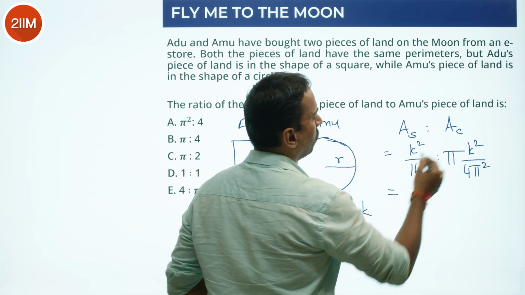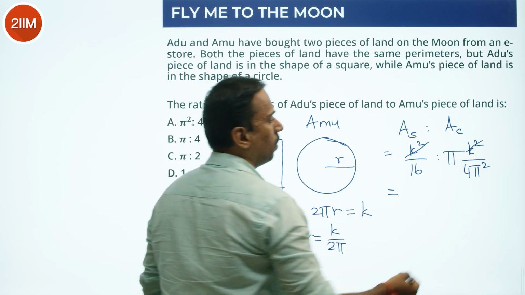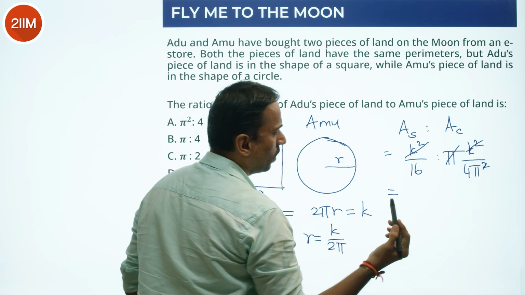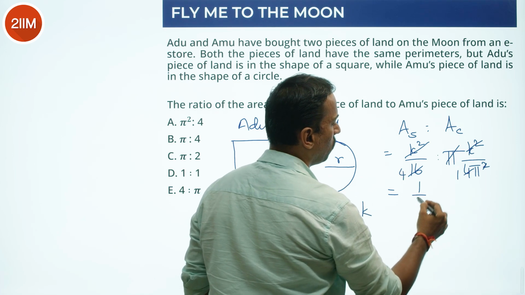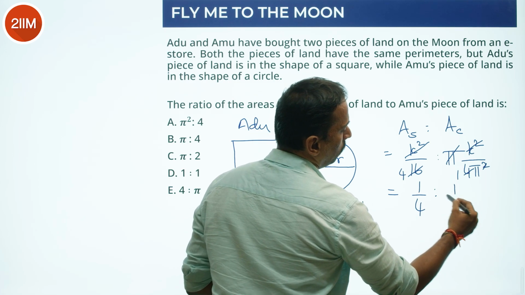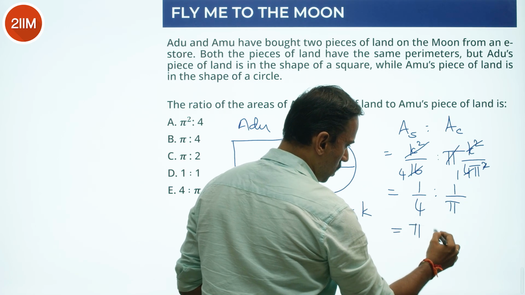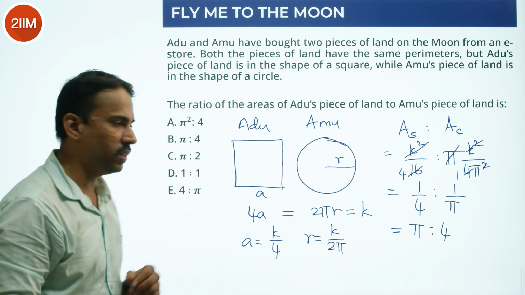So how can this be simplified? k square, we can cut this, we can cut 1 pi, and we can also cut the denominator numbers. This is 4 ones are 4, this is 4 fours are 16, so we are left with 1 by 4 is to 1 by pi, which is the same as pi is to 4. So pi is to 4 should be the answer.